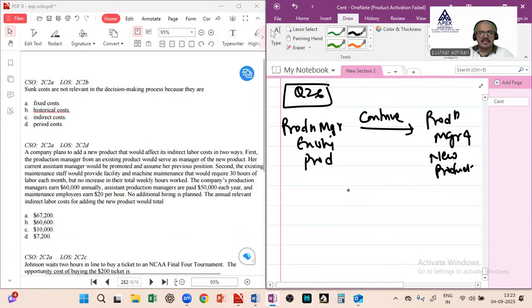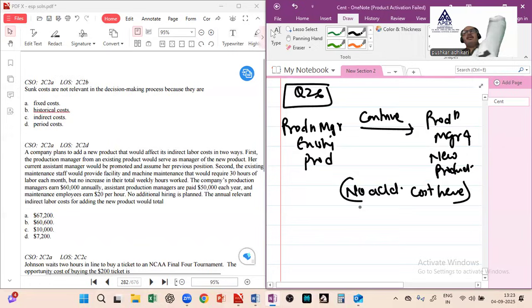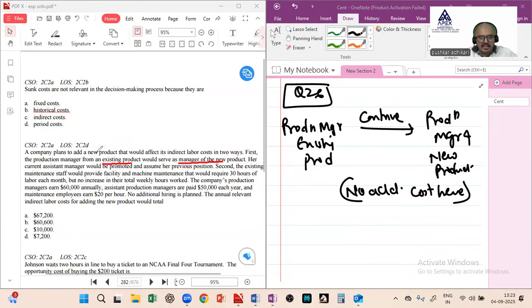So I can clearly say that there is no additional cost here. Agreed? What I was doing for an old product, I will stop doing that, and now I'll start doing that for a new product. There is no question of any kind of additional cost over here. I hope everybody understands this. Next point. Second, the production manager of the existing product will serve as the manager of the new product, which means this production manager's current assistant manager will be promoted and assume her previous position.